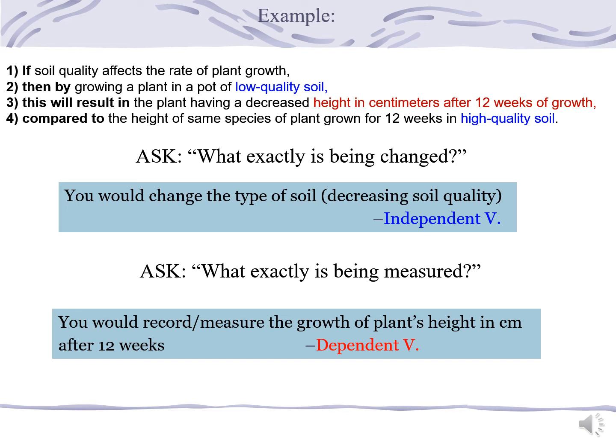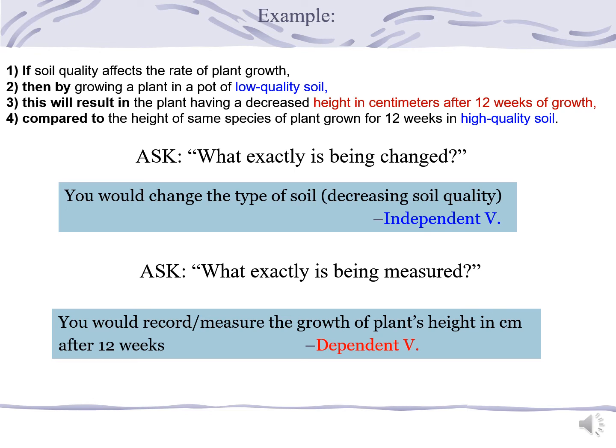Again, you would change the type of soil quality here. You're decreasing the soil quality to be very specific. That's your independent variable. You're recording the plant's height in centimeters after 12 weeks of growth. That's your dependent variable. And again, the more specific you can be, the better off you are understanding what's going on with the experiment.